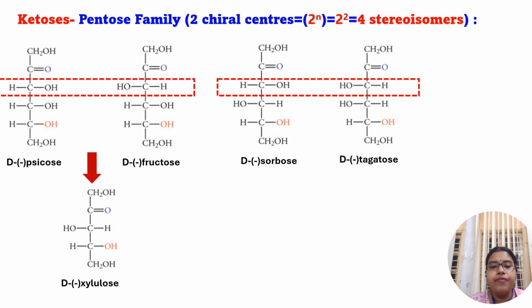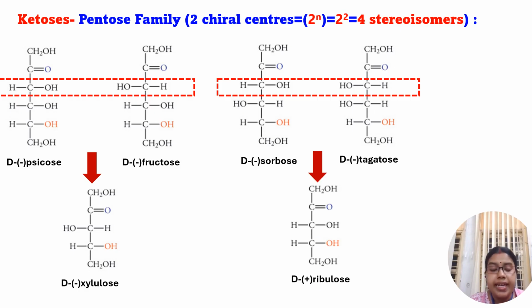And again, if we consider the next pair, sorbose and tagatose, again the C3 position is different. So if we delete C3, we will get the next molecule of the ketopentose, that is ribulose. In the case of xylulose and ribulose, both are D isomers. That's why at the penultimate carbon, that is C4, the hydroxyl group is on the right-hand side and hydrogen on the left-hand side.